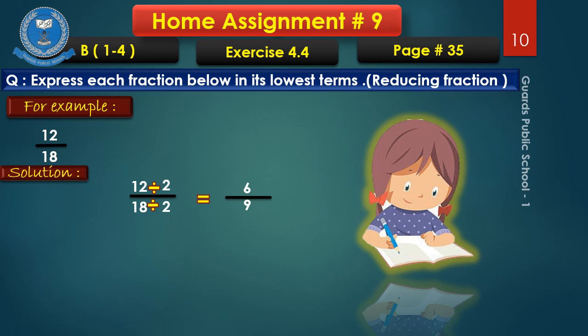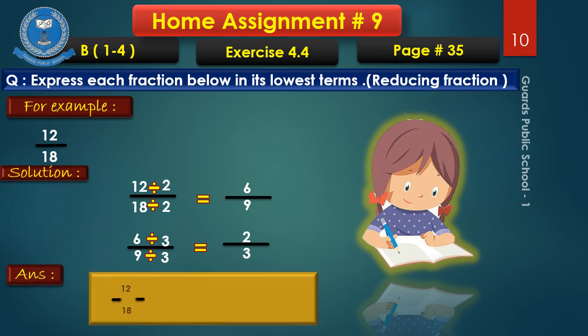It's further divisible by 3, not 2. 3 2s are 6 and 3 3s are 9. Answer is 2 upon 3. It is in its lowest term. It's not further divisible by any common number except 1. So our answer is 12 upon 18 is equals to 6 upon 9 is equals to 2 upon 3.